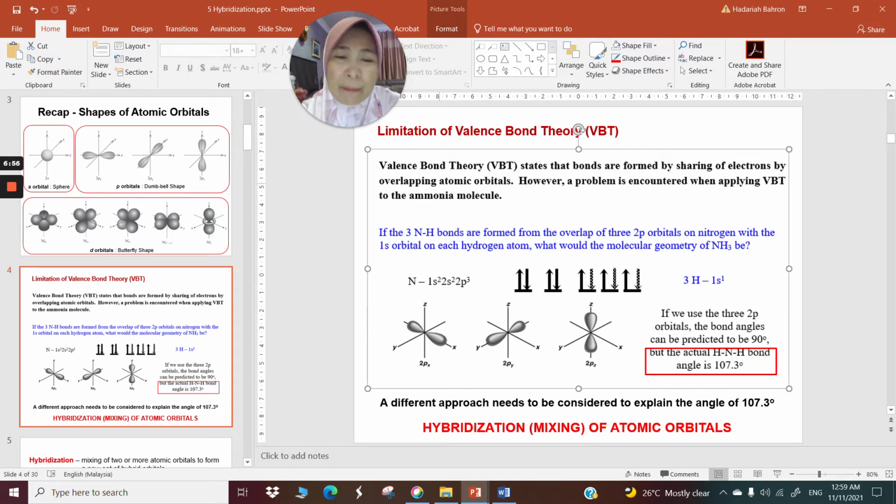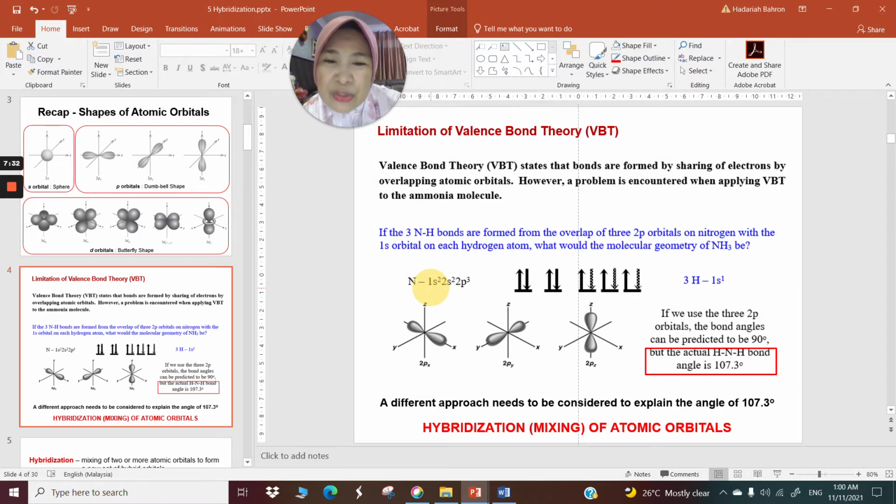However, there is some problem that is encountered when we apply valence bond theory to ammonia, for example. Now, everybody knows that ammonia is NH3. There are three NH bonds, and we can imagine that they are formed through the overlap of the s orbital of the hydrogen with the p orbital of the nitrogen, because we all know that nitrogen is 1s2, 2s2, and 2p3. This is the 1s2 electrons.